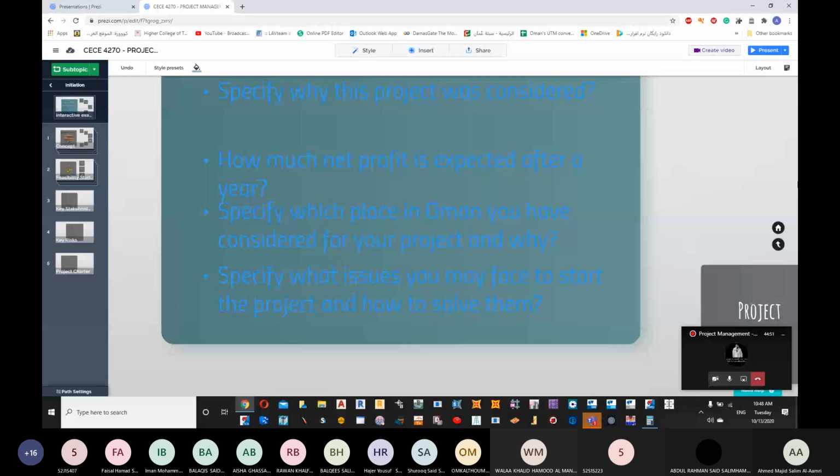Is it important for you to know the risks before starting this project? Okay. So when we talk about initiation, when we try to finalize whether this idea is good or not, we have 4 points to study.